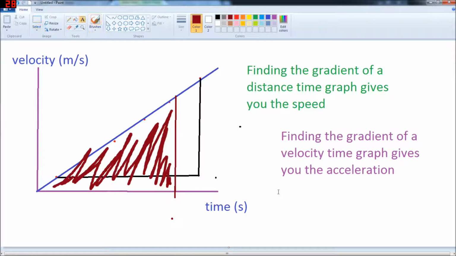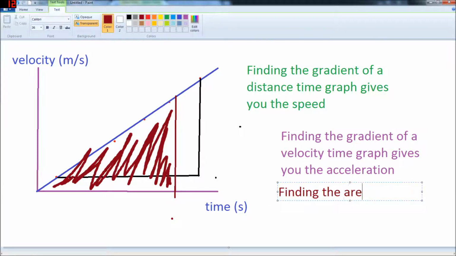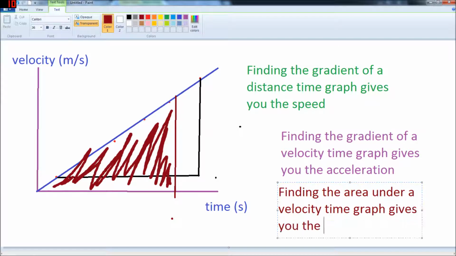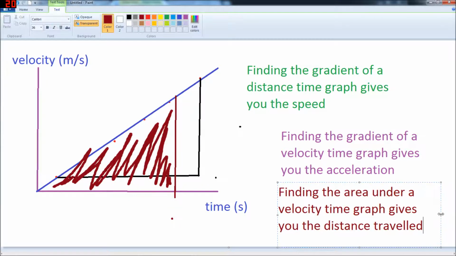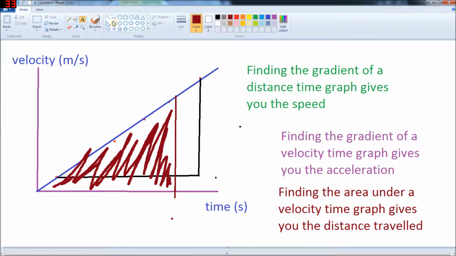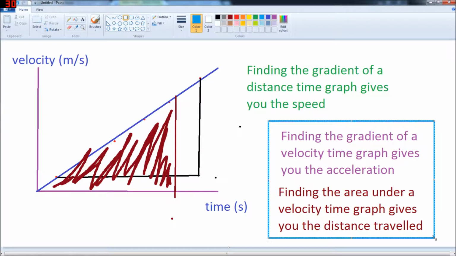Let's get some text there. Finding the area under a velocity time graph gives you the distance traveled. There we go. Okay, so we've got these two here. Let's highlight that. We've got these two here for velocity time graphs, and then we've just got this one for distance time graphs, okay?